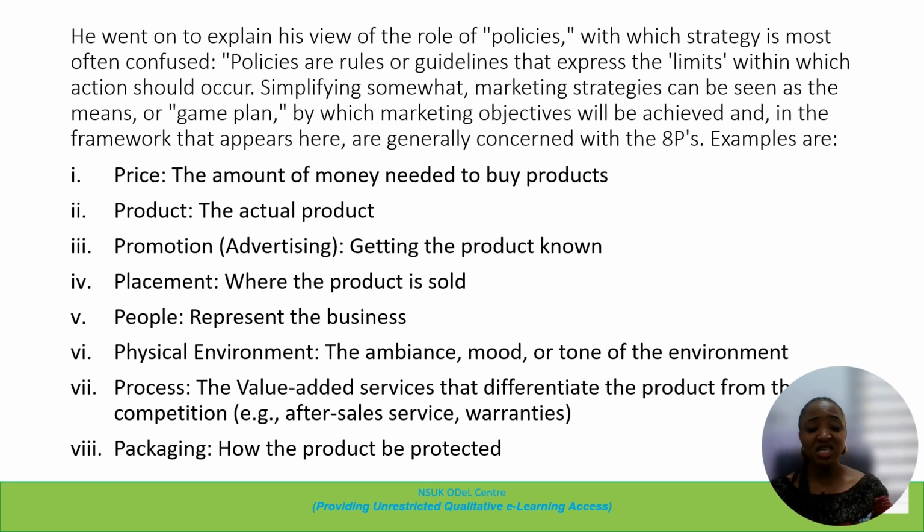The first P is price, the amount of money needed to buy products. We've talked about it earlier. We talk about product, the actual product. Talk about promotion, advertising, getting the products known. Talk about placement, where the product is sold. It could be place, that's another name for it, or channel of distribution. Then we also have people, who represent the business. You must have a target audience, the people. We said we must have a target market. A target market are those persons or individuals your product is targeted at. Then we have the physical environment, the ambience, the mood, and the tone of the environment.